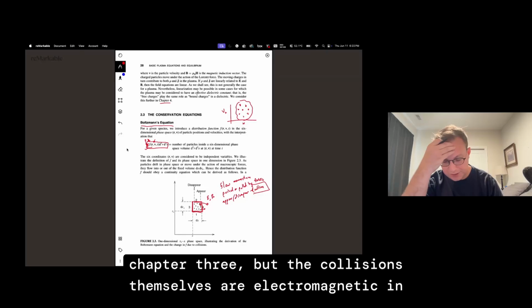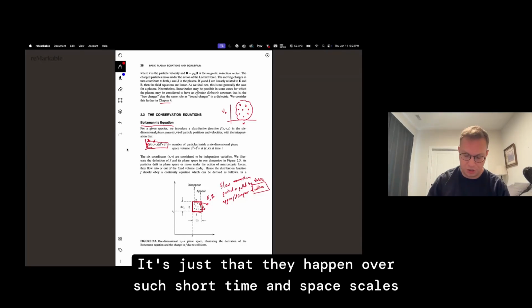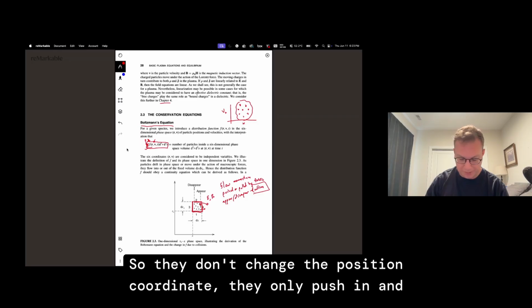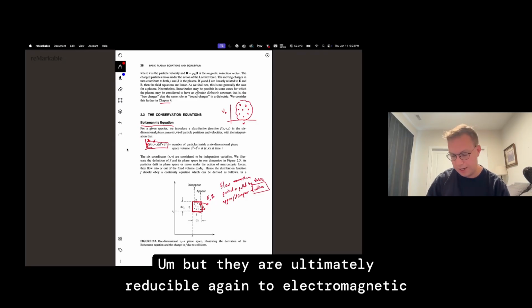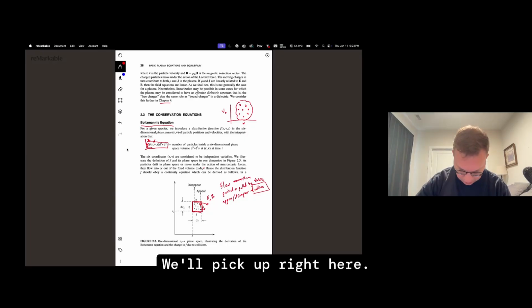the collisions themselves are electromagnetic in origin. It's just that they happen over such short time and space scales that we consider them to be instantaneous. So they don't change the position coordinate. They only push in and out of the velocity coordinate. But they are ultimately reducible again to electromagnetic forces. Okay, so I will pick up right here.